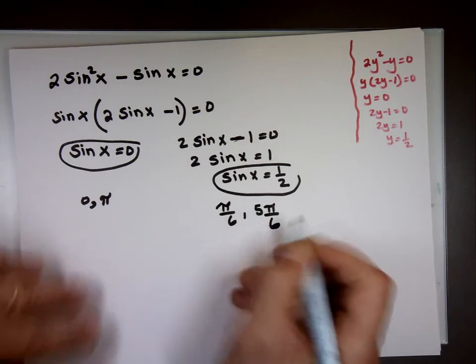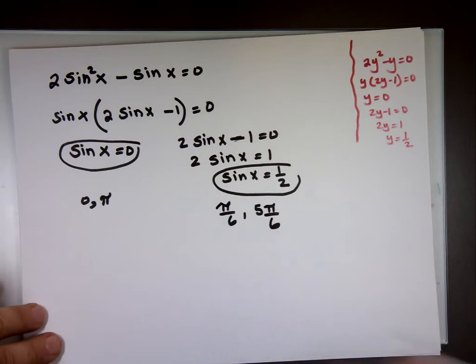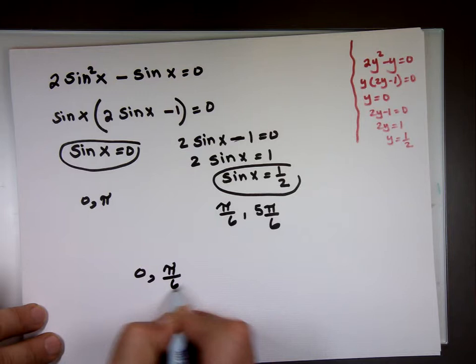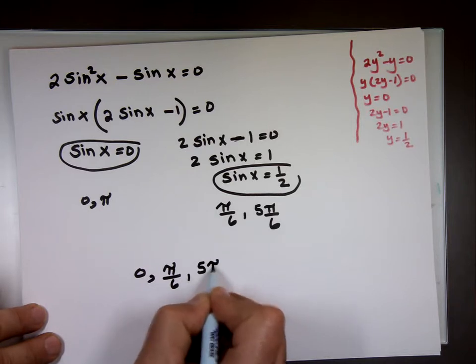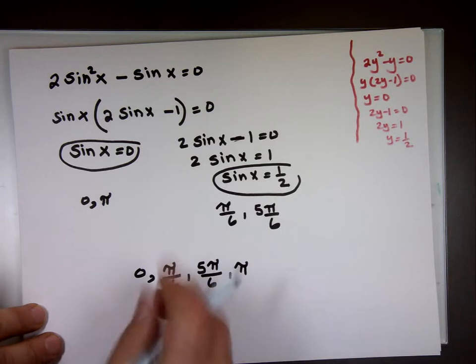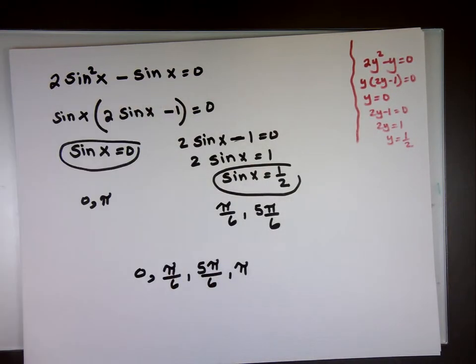And at the end, I like to write my answer in order from small to large. 0, pi over 6, 5 pi over 6, and pi. These are the four values that if you plug them in, this will go to 0. That wasn't bad.